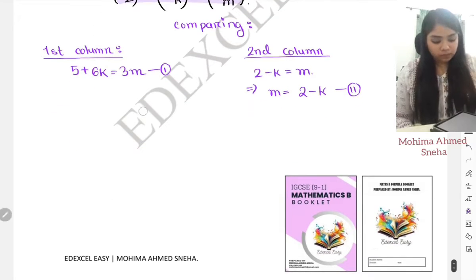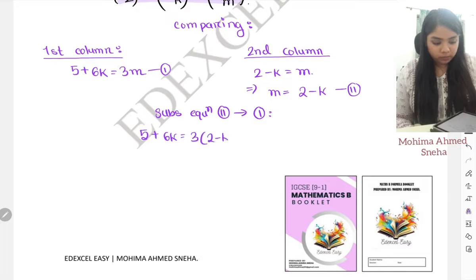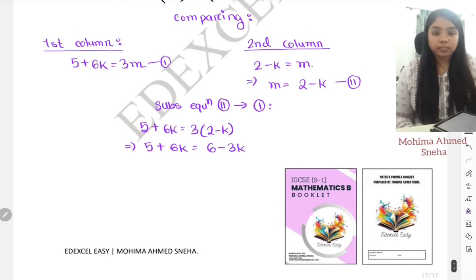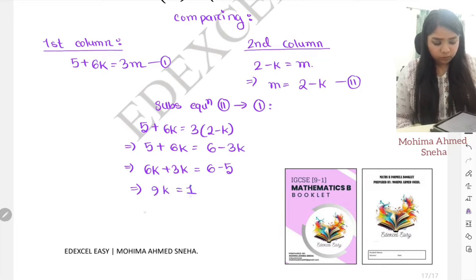So it will look like substituting equation 2 into 1, and then it looks like 5 plus 6k is equals to 3, where m is 2 minus k. Eventually you get 5 plus 6k and you have 6 minus 3k. So you just take all the k to the left hand side and all the numbers to the right hand side. So you get 6k plus 3k is equals to 6 minus 5. So now you have 9k equals to 1. Finally, the value of k turns out to be 1 over 9.